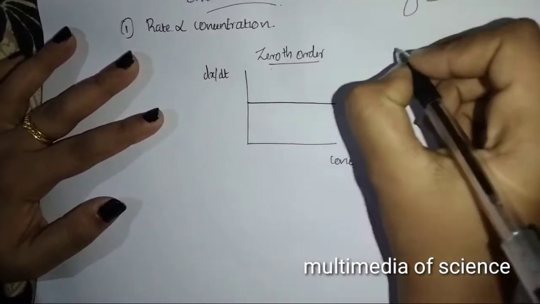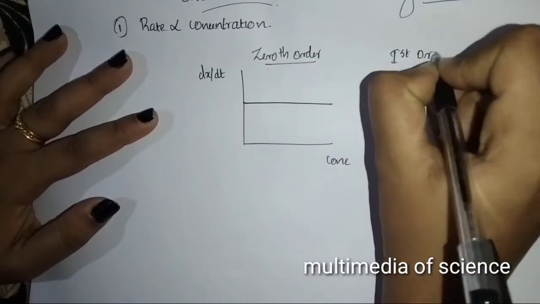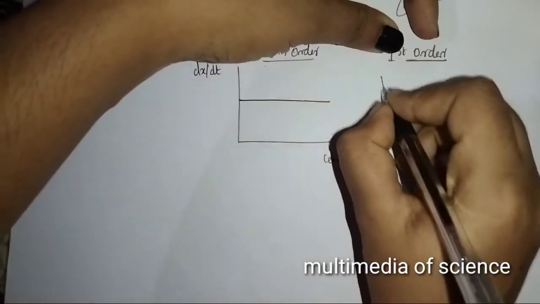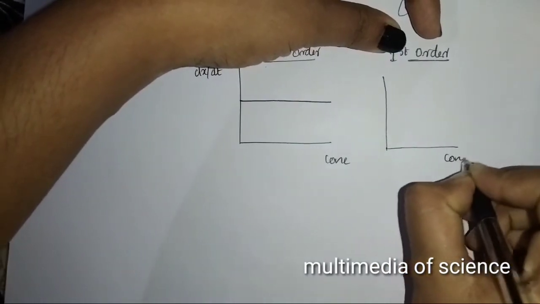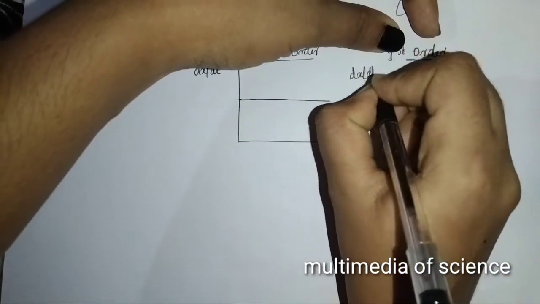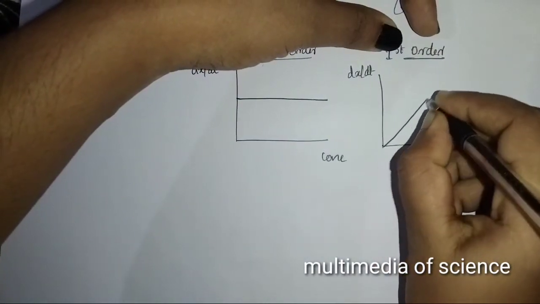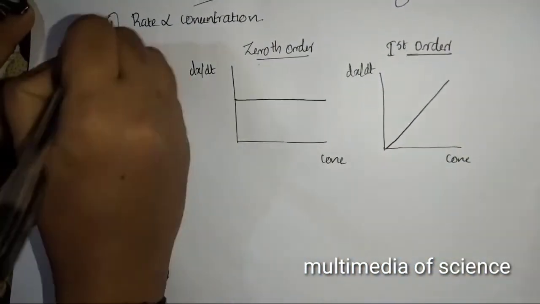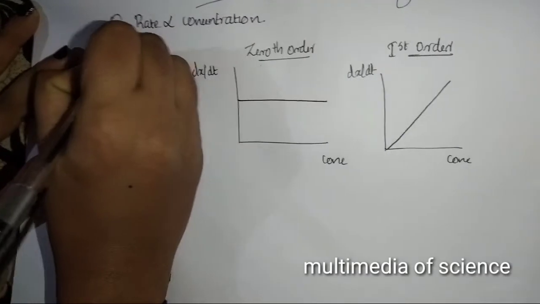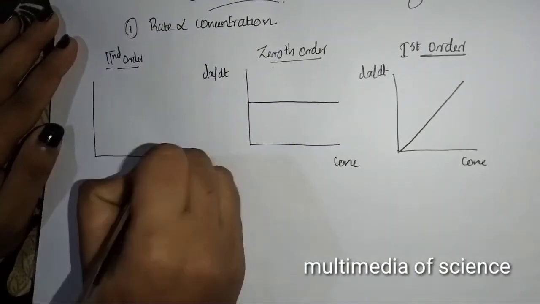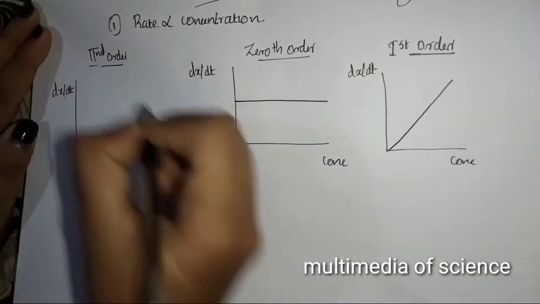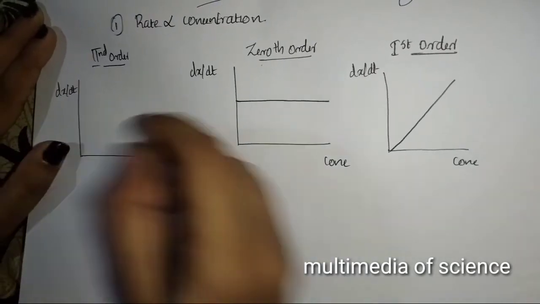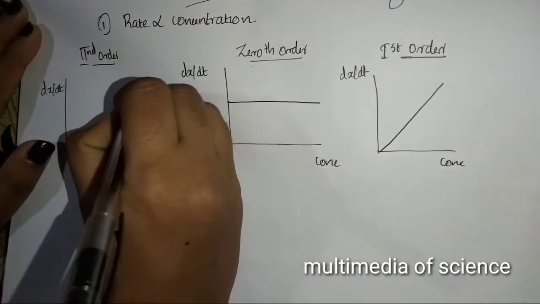Then next is the first order reaction. For the first order reaction, how is the graph of rate versus concentration? As usual, the x-axis has concentration and the y-axis has the rate, and the graph is a uniform straight line. Clear? Then next is the second order reaction. In the second order reaction, the graph of rate versus concentration, here the rate and here the concentration, is the same as the first order, a uniform straight line.